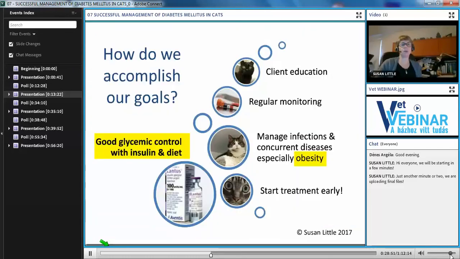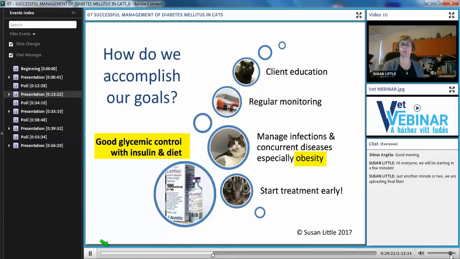Well, probably the key thing is that these patients need to be treated with insulin and diet to get their blood glucose down to a healthier level. So we do not try to get their blood glucose down into a laboratory normal reference range, but I'll show you what our targets are in a few minutes, but we do want to get them down to a level where it is healthier for the cat. And the only way to do that is through starting insulin, and we're going to talk about diet as well.